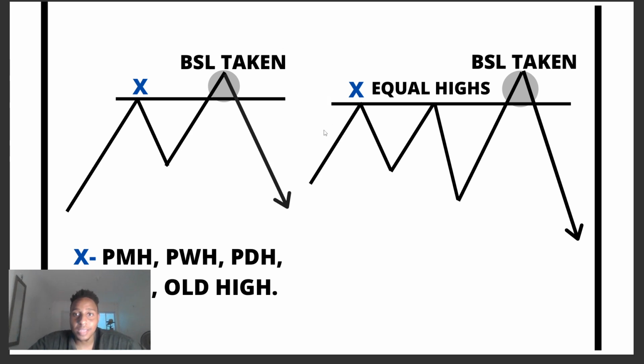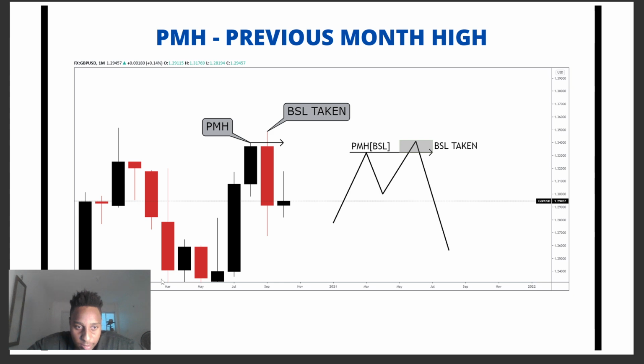So this is an example of buy side liquidity getting taken. Price created a high, and then buy side liquidity gets taken and price reverses. Price created the equal highs and then buy side liquidity gets taken and price reverses. Price created this high, buy side liquidity was taken and then price reversed. Same with this high.